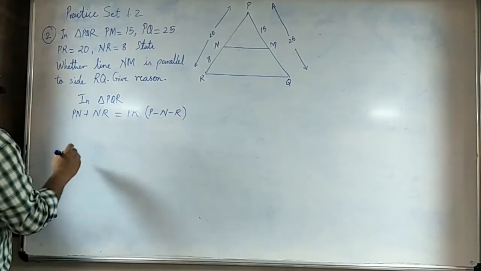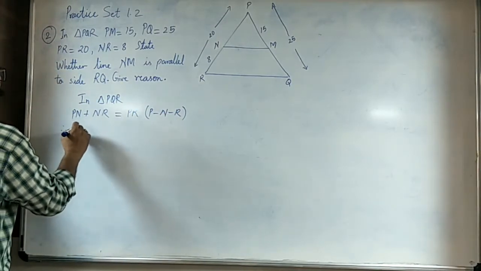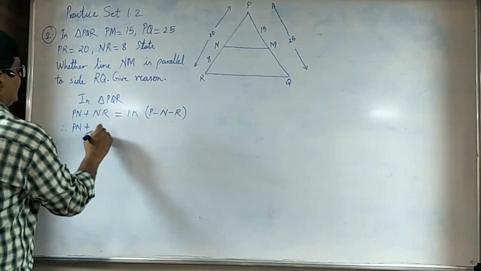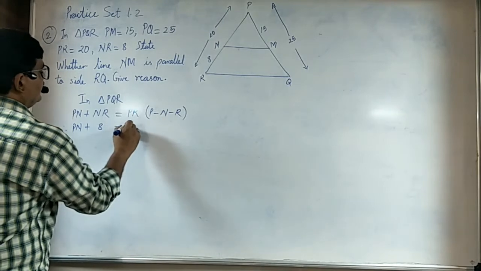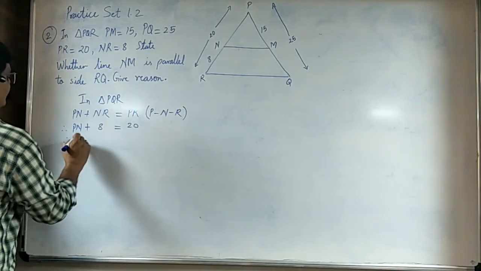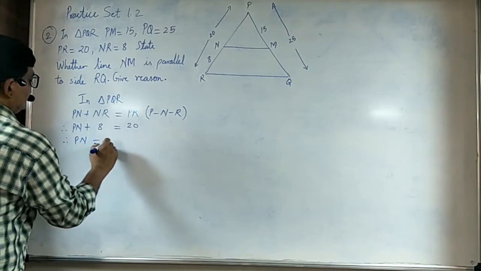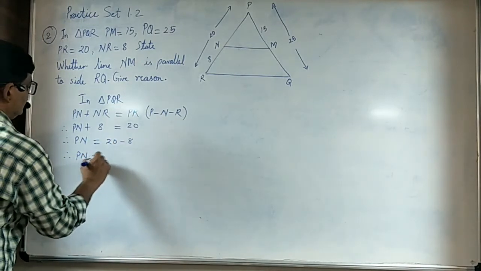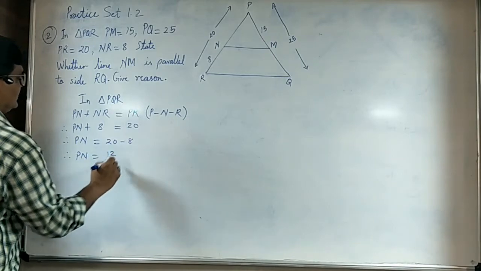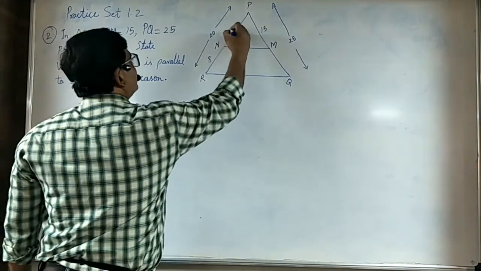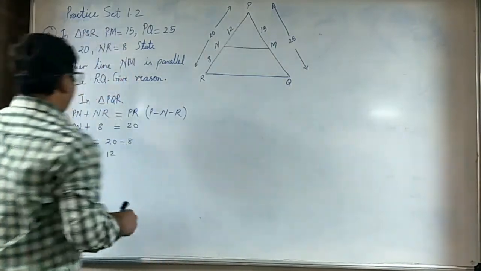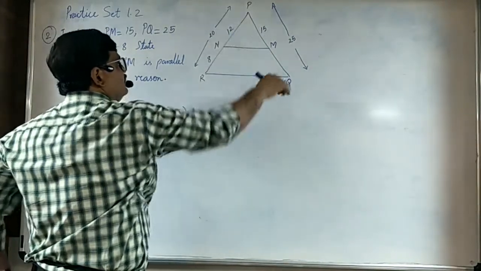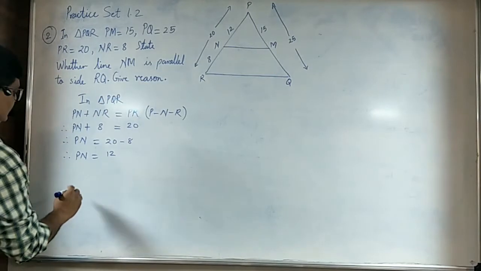So here PN plus NR, where the value of NR is 8, is equal to PR, whose value is 20. Therefore PN is equal to 20 minus 8, so PN is equal to 12. This is the value you got, PN is 12. The same thing will go on the other side, for PQ. P, M, Q are collinear points, so can I write it here?